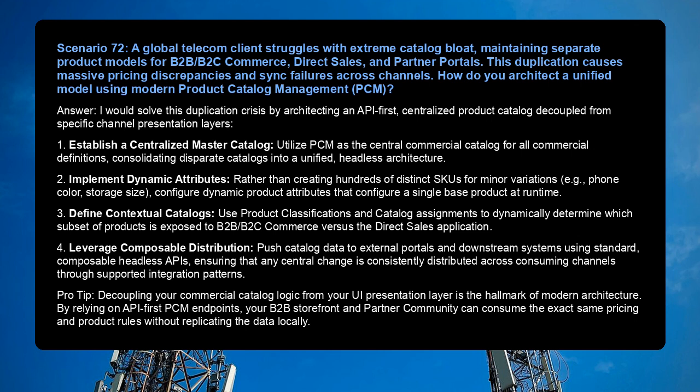4. Leverage composable distribution. Push catalog data to external portals and downstream systems using standard, composable headless APIs, ensuring that any central change is consistently distributed across consuming channels through supported integration patterns. Pro tip: decoupling your commercial catalog logic from your UI presentation layer is the hallmark of modern architecture. By relying on API-first PCM endpoints, your B2B storefront and partner community can consume the exact same pricing and product rules without replicating the data locally.